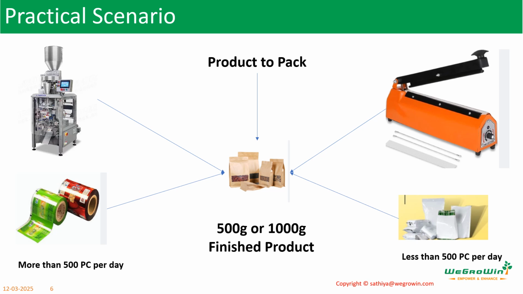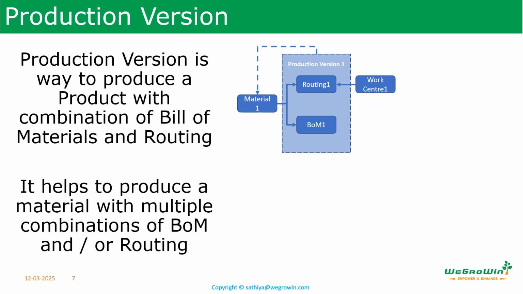Now let us continue the discussion on the production version, how it is going to be helpful in this kind of scenario. So what is production version? Production version is a way to produce a product with a combination of bill of materials and routing, right? So production version denotes different ways by which a company can produce a material.